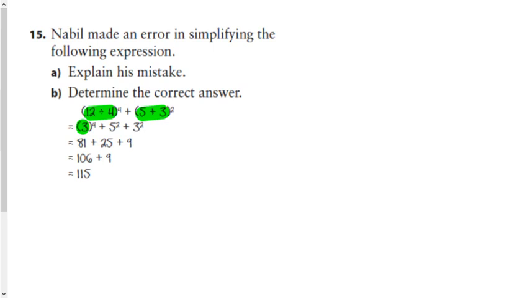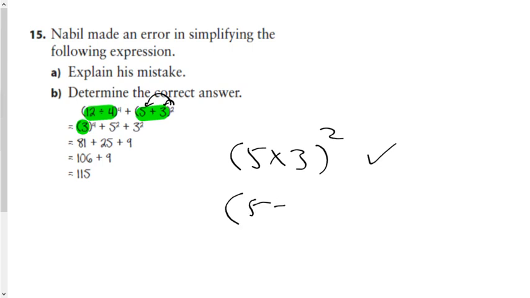What Nabil thought he could do is the sum of two numbers. He thought there was a rule somewhere that said you can allocate those exponents to both 5 and 3. But that's wrong. You can do it if it's multiplication. Yes. You can do it if it's division. Yes. But you cannot do it for sums or differences, because let's just double check.